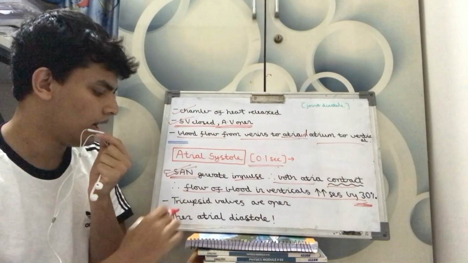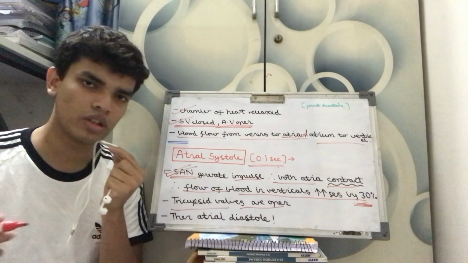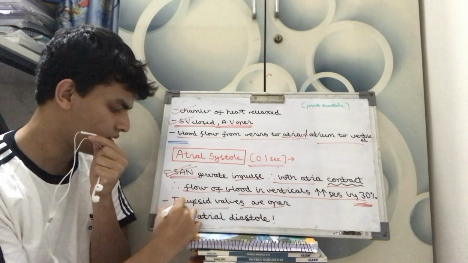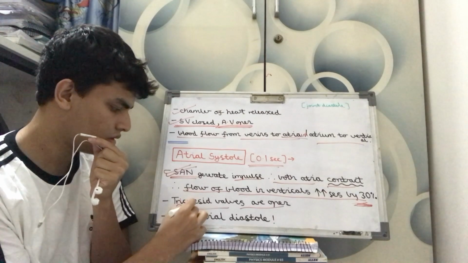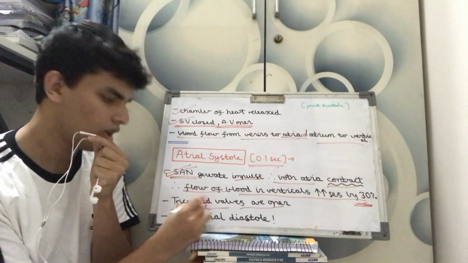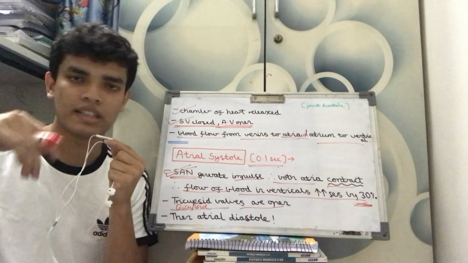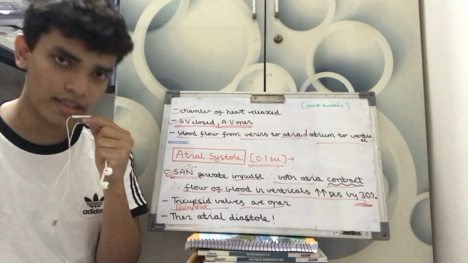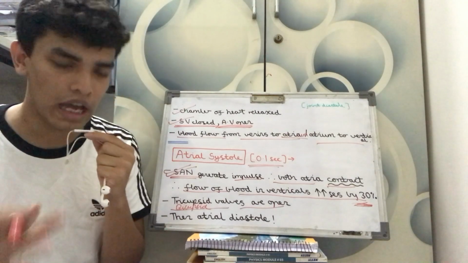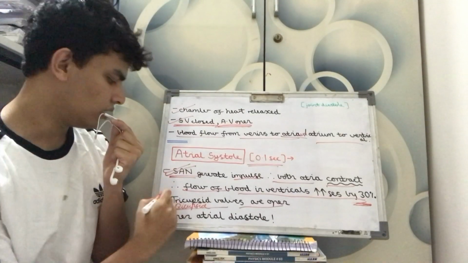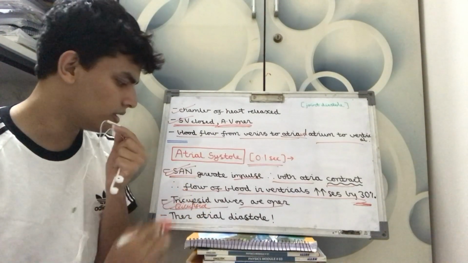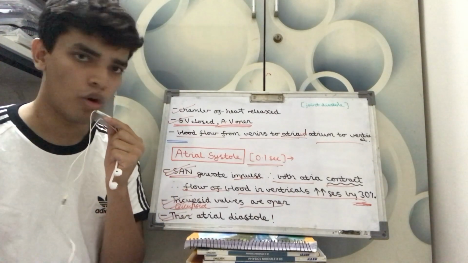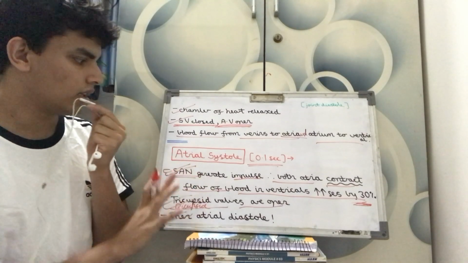Very important: the tricuspid and bicuspid valves are open. Since blood is going down, obviously these valves are open. I'm assuming that you know the basic structure of the heart, how valves open and what they are. So these remain open, obvious, but I've still written it. And after that, atrial diastole happens. Okay, so these are the basic things of atrial systole.